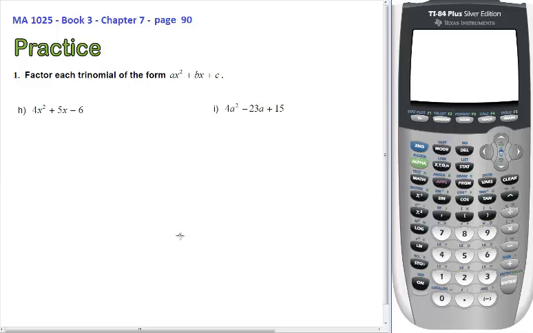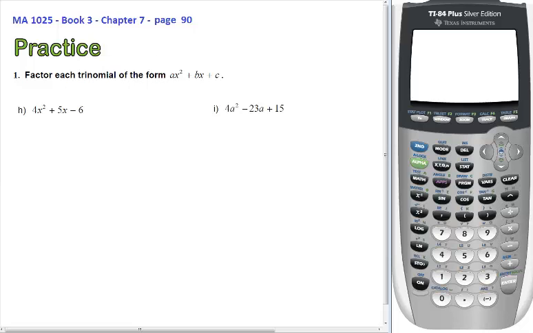Hello students, today we're going to look at a few more solutions to some practice exercises. These have to deal with factoring trinomials. They're found on page 90 of chapter 7 in book 3 of your ma1025 booklets. And it's asking us to factor each trinomial that's in this form.